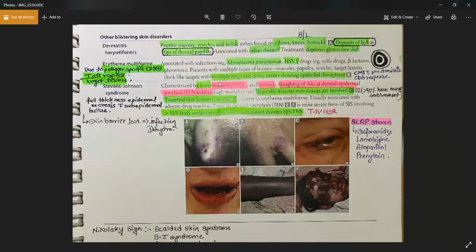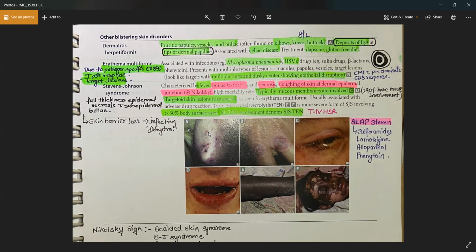Then you have other blistering skin disorders. One is dermatitis herpetiformis, and if you remember the GI sections, we discussed that this is an extra-GI manifestation of celiac disease. You will have IgA deposits in the dermal papillae that cause microabscesses. We will see pruritic papules and vesicles on the elbows, sometimes on the knees, sometimes on the buttocks, but mainly on the elbows. So it is a very pruritic vesicular rash on the elbows.